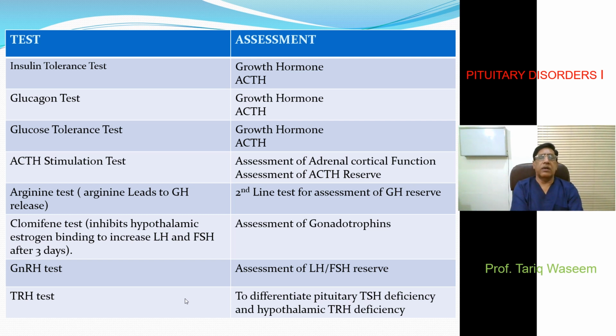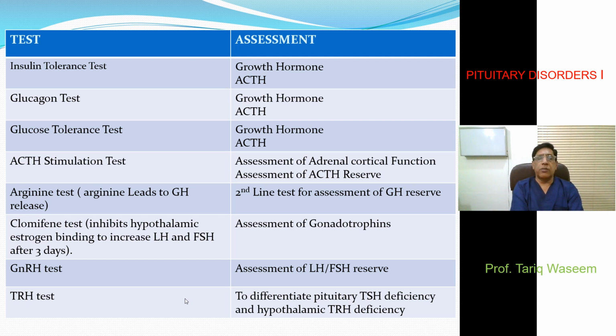Clomiphene, since it inhibits the hypothalamic estrogen binding, would lead on to an increase in LH and FSH after 3 days, and this is when we assess the gonadotrophin function of the pituitary.